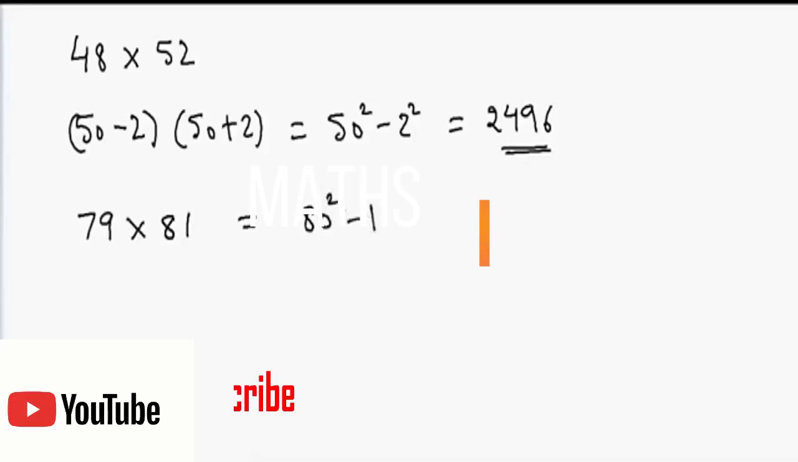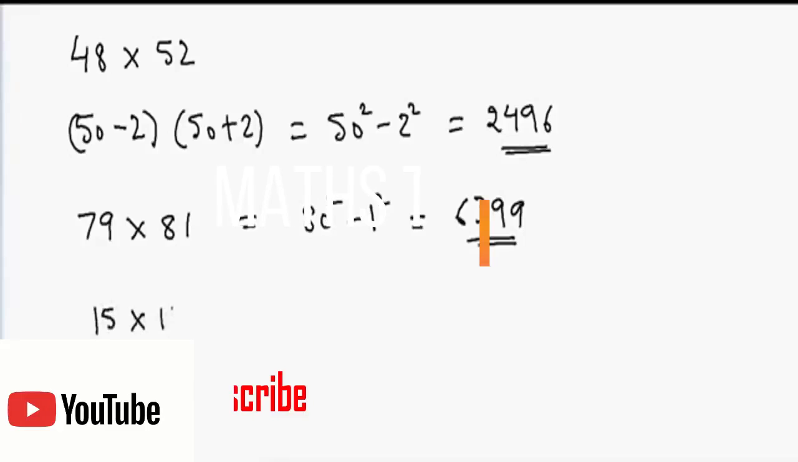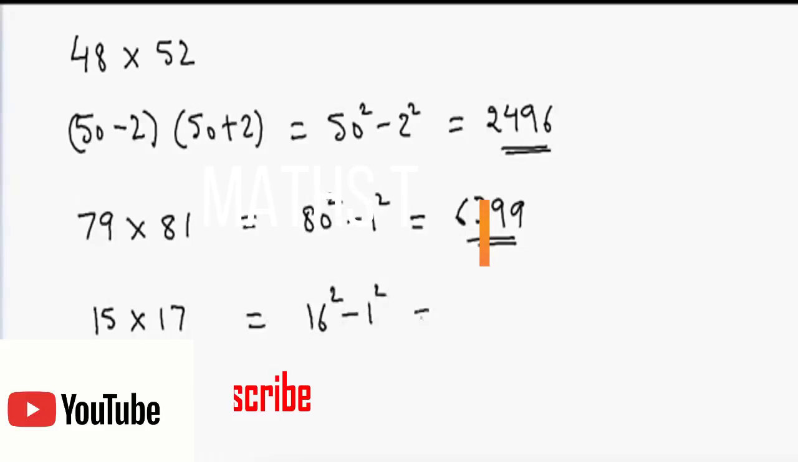Right? Same way, suppose if I have to do 79 into 81, the answer will be equal to 80 square minus 1 square. So this will be equal to 6399. Suppose we have to do it again, like 15 into 17. In that case it will be equal to 16 square minus 1 square. That's equal to 255.